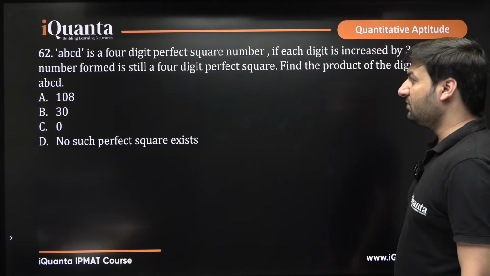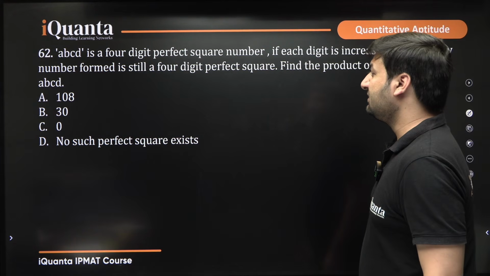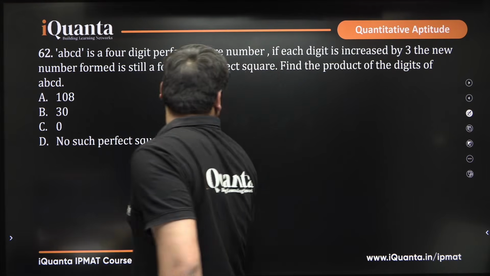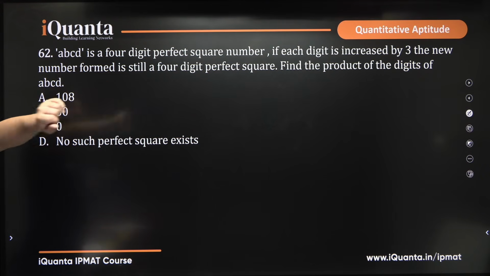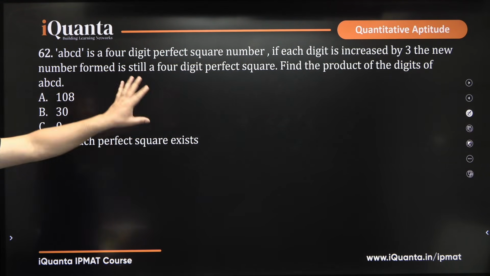ABCD is a 4-digit perfect square number. If each digit is increased by 3, the new number formed is still a 4-digit perfect square. Find the product of the digits of the number ABCD. Product of digits of ABCD. Okay, so both of them are perfect squares, because earlier we had a perfect square, we increased each digit by 3, we got another perfect square.